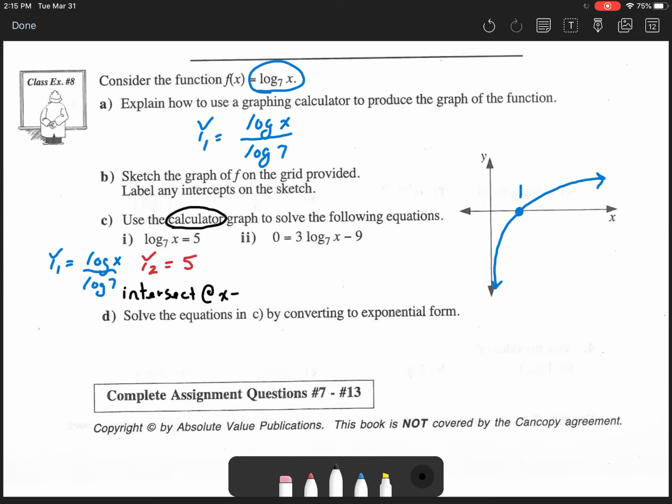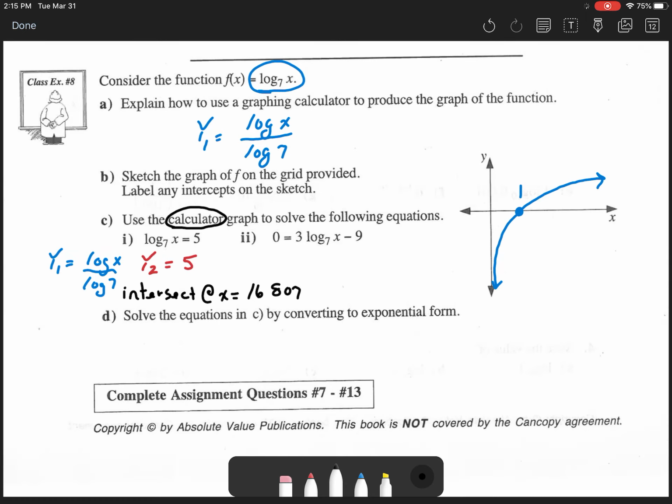So when we do that, enter the two functions into your calculator: y1 is log x over log 7, y2 is 5. Find where they intersect, and they intersect at an x value of 16,807. So you're obviously going to have to alter your window settings and go quite a bit further to the right-hand side of the x-axis to see the solution.